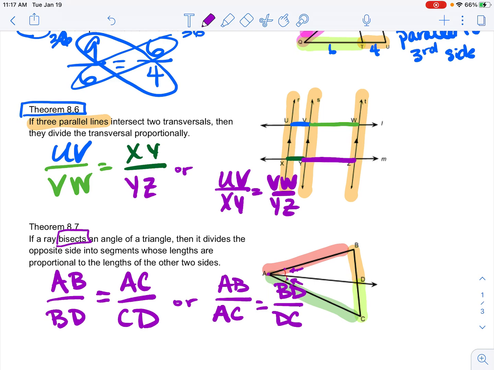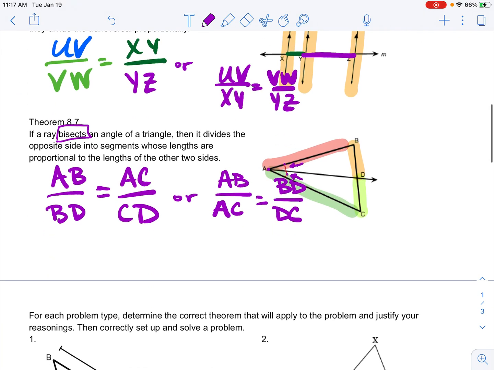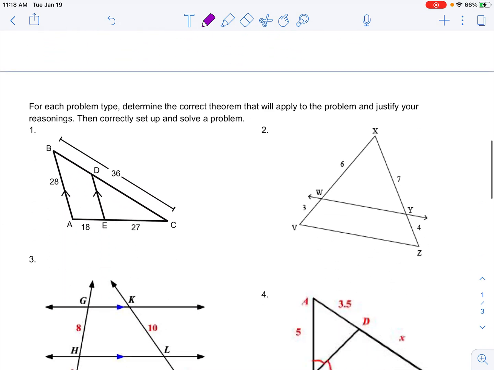8.6, you are looking for 3 parallel lines that have been crossed by 2 others. And for 8.7, you are looking for a triangle, and one of the angles has been split in half. So the directions are, for each problem type, determine the correct theorem that will apply to your problem and justify your reasonings, and then correctly set up and solve the problem.